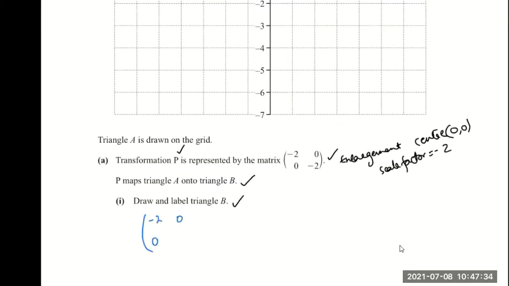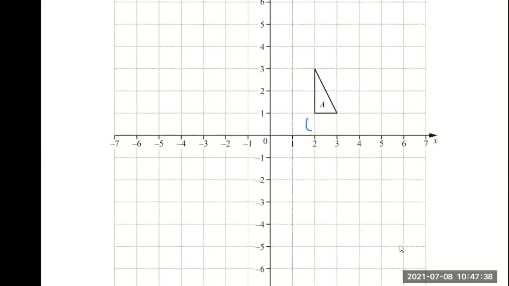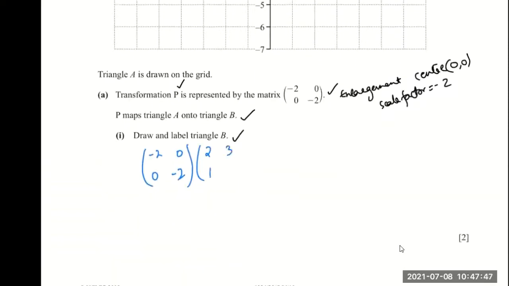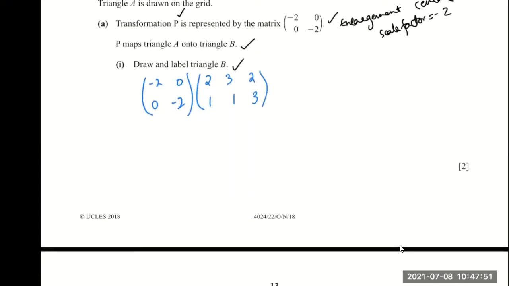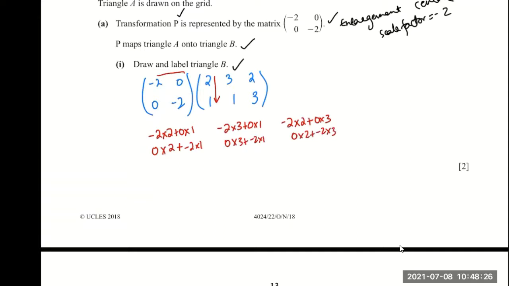I'm going to say the transformation matrix -2, 0, 0, -2 multiplied by the object matrix: 2, 1, 3, 1, 2, 3. Okay, and I'm going to multiply it. That's the multiplication I have. I get -4, -2, -6, -2, -4, and -6.